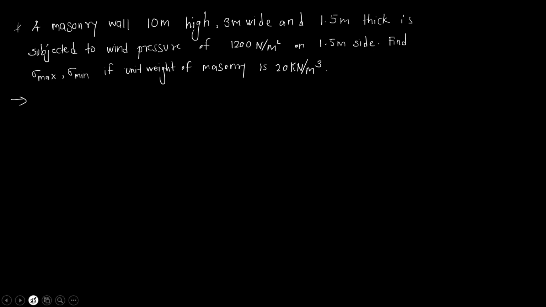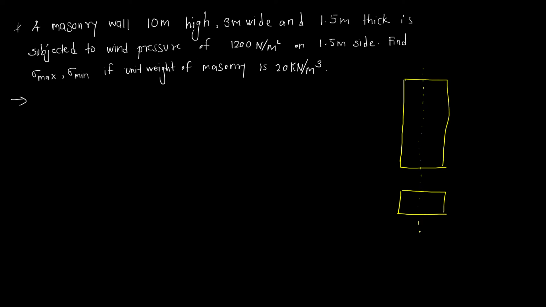So in this question now we'll quickly draw the diagram. A wall is given, a masonry wall. We'll draw the plan also, the top view, and this is the centroidal axis. Now the dimensions: the height of the wall is 10 meter. The width is 3 meter, and this is 1.5 meter.